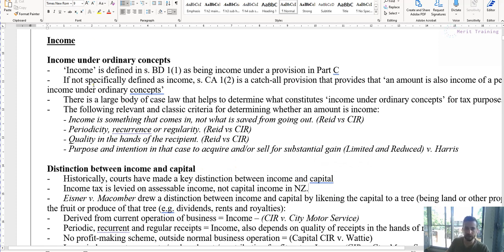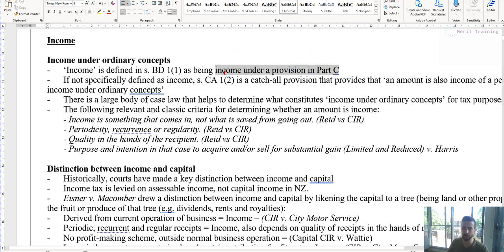So let's start off with what income is. It's quite a generic definition. I'm not sure you need to know this specifically, but it's good background information. We remember from before that it was defined in BD1, and the specific definition of that is any income under a provision in Part C. So basically, an income that's been specifically outlined in Part C.